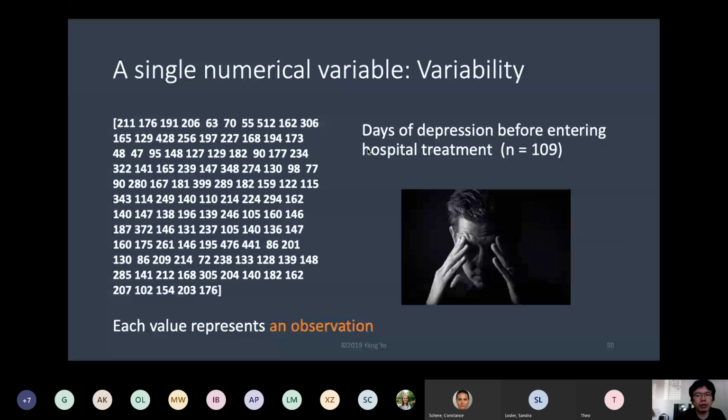Now, to get an idea of how the whole group is doing, it's not very helpful to just stare at a bunch of numbers. We have to depict this variable in a way that makes it easier to understand what's going on for this particular sample. Let's call this a sample.